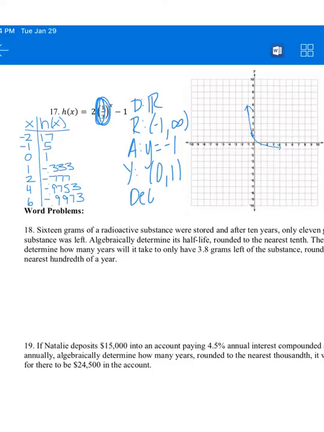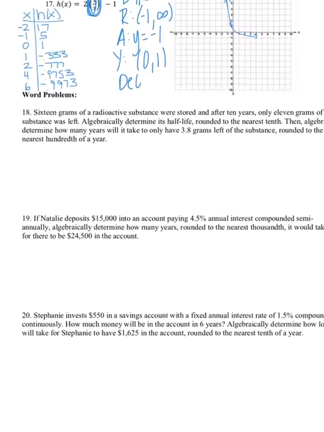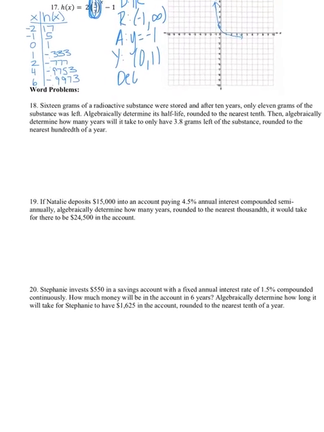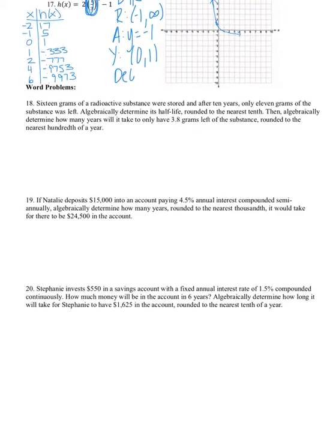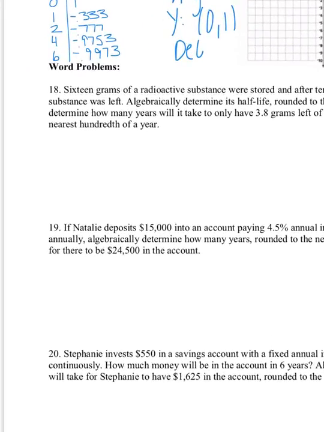Okay, so now we're going to move right into word problems. So we have 5 word problems. For the first one, you should be using the half-life formula. Half-life formula, you need to memorize all of these. Half-life formula is A equals P times 1/2, or 0.5, raised to the T divided by H.